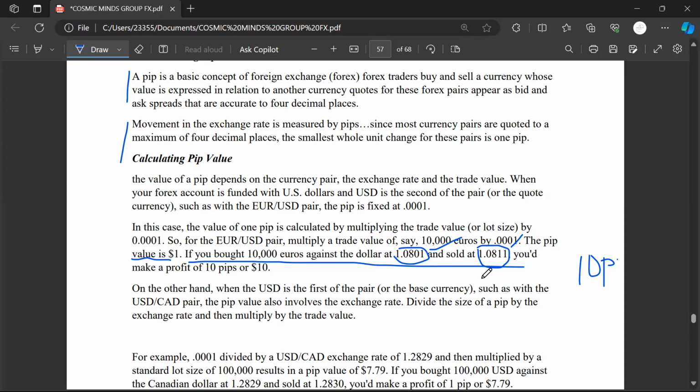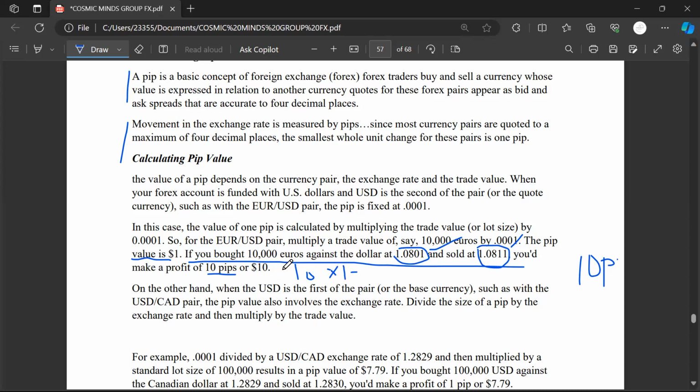So now, the difference is this minus this. If you do your math, you get 10. And this 10 is 10 pips. We also realize that per the pip calculation for such currency pair, a pip is $1. So now it's as simple as that. 1 multiplied by the 10, what do you get? You get 10. So in terms of money, it's $10.